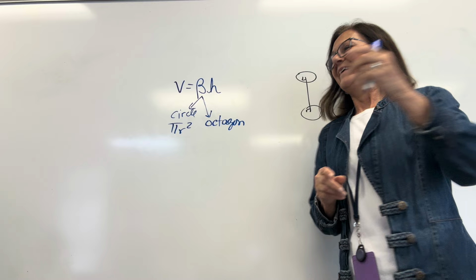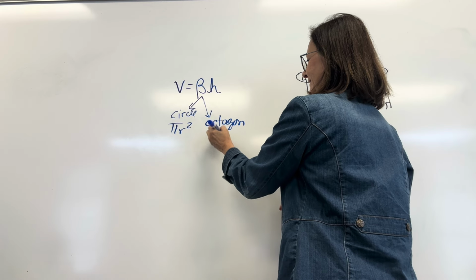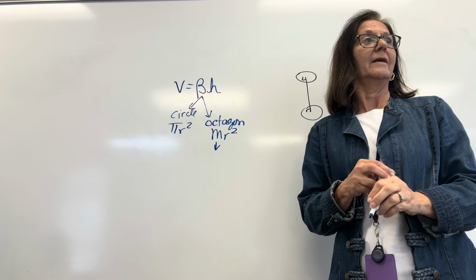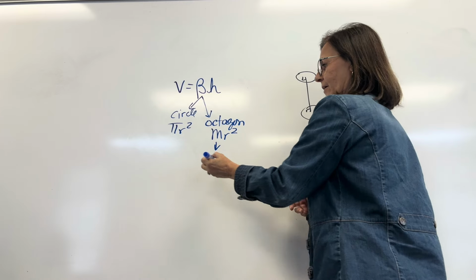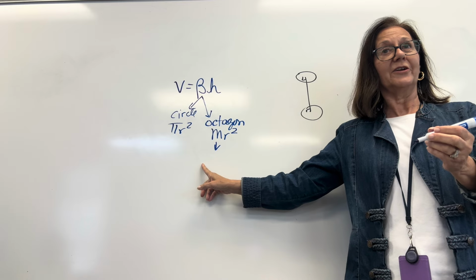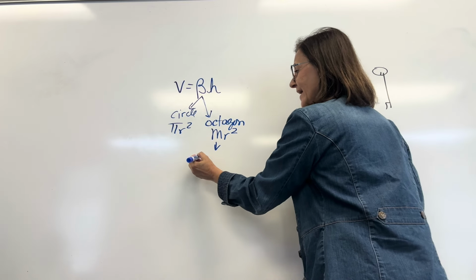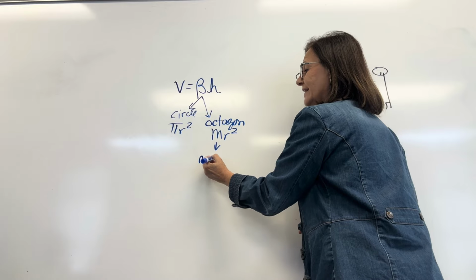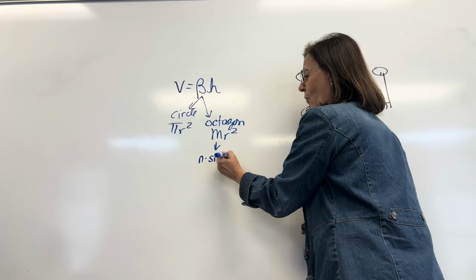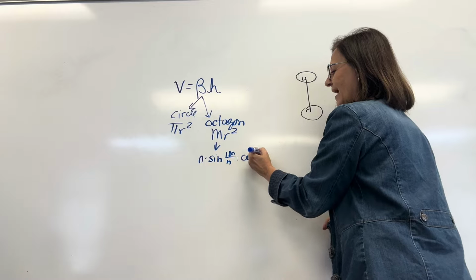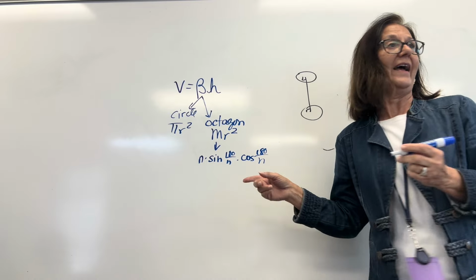No, it's M r squared. What does M stand for? Something with sine. It is something like that, but it's going to be on your test. So it's N times the sine of 180 over N times the cosine of 180 over N, right?